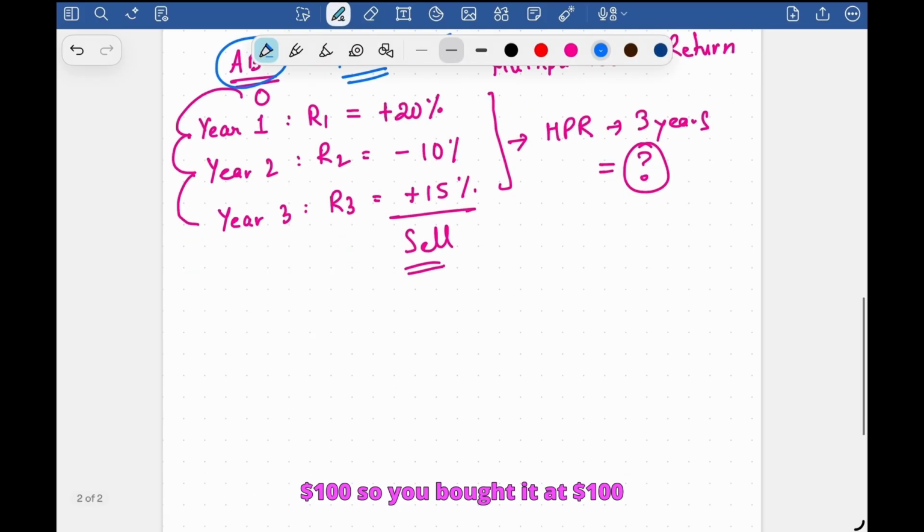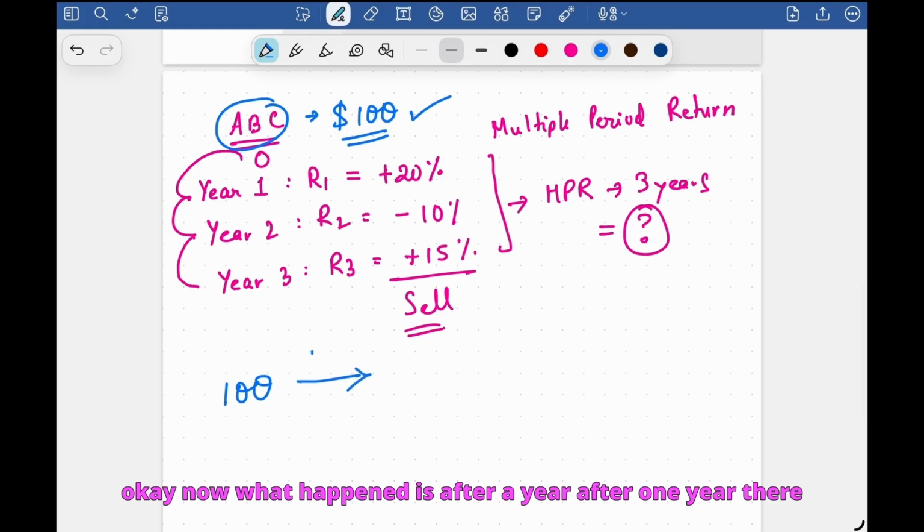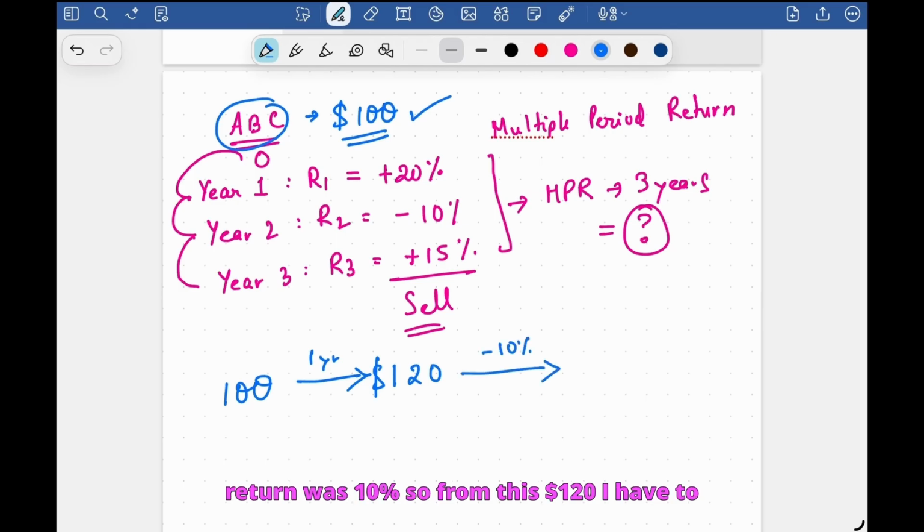So you bought it at $100. Okay. Now what happened is after 1 year, there was a 20% increase. So it must have gone to $120, right? Now, in year 2, there was a 10% decrease. Return was 10%. So from this 120, I have to minus $12 because the value went down by this amount.